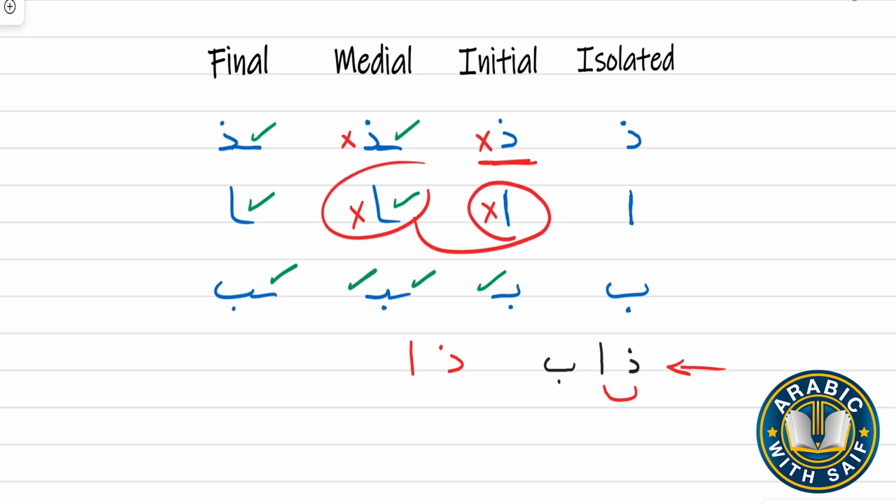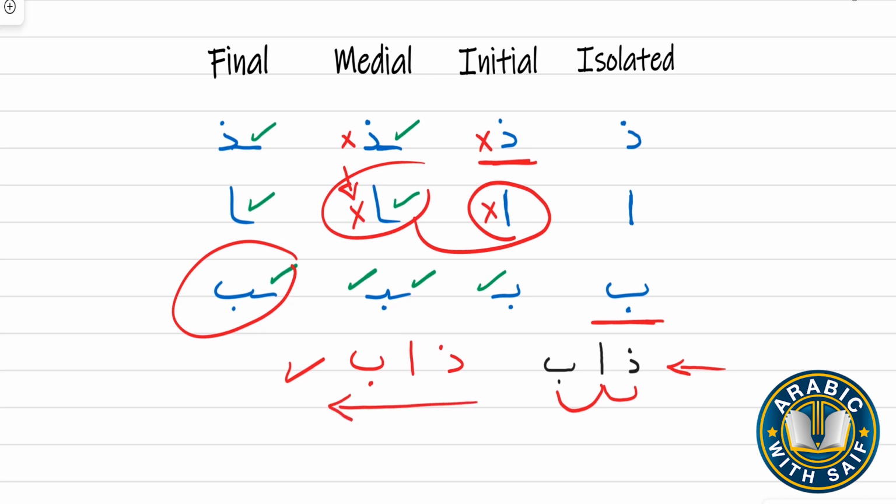Now we will check the relation between Alif and Ba. Alif in the middle is allowed to connect to a letter before, but nothing after. So Ba's final form by default will change to be written in its isolated shape because it cannot be connected to Alif. And the final form for this word will be as it is because we cannot connect them together. Let's read it. Dhab. Dhab means melted.